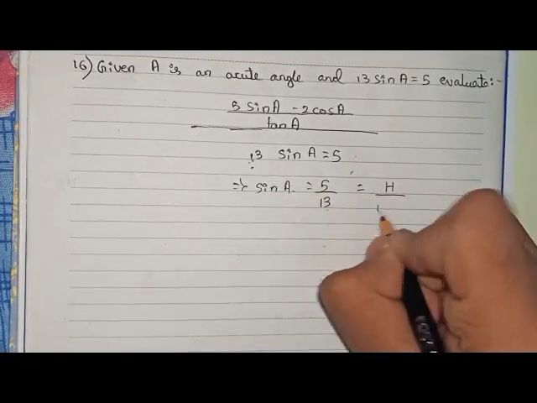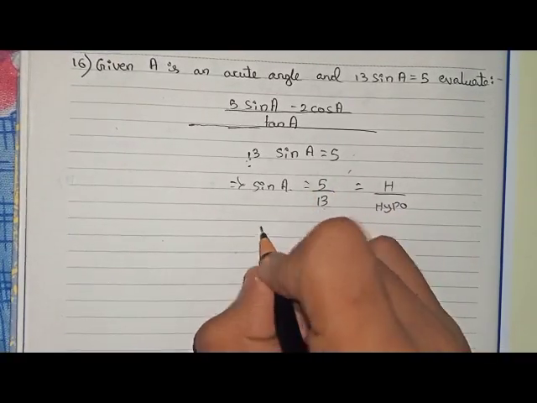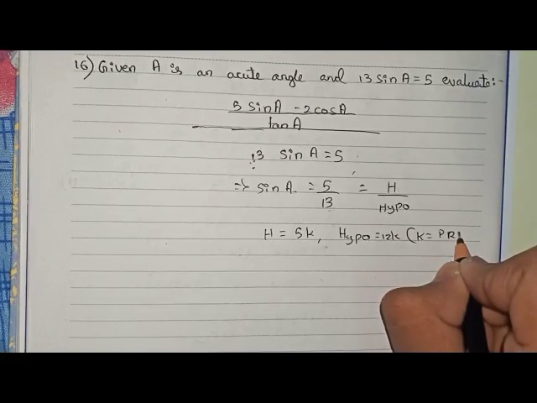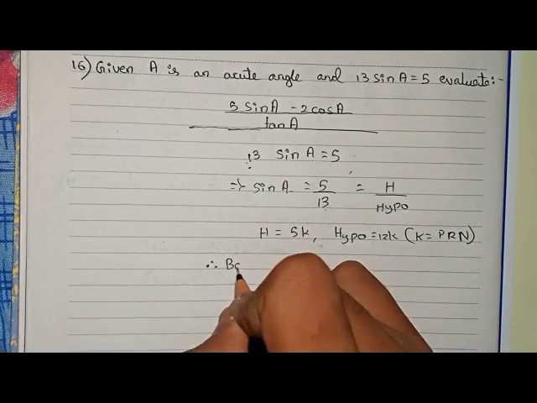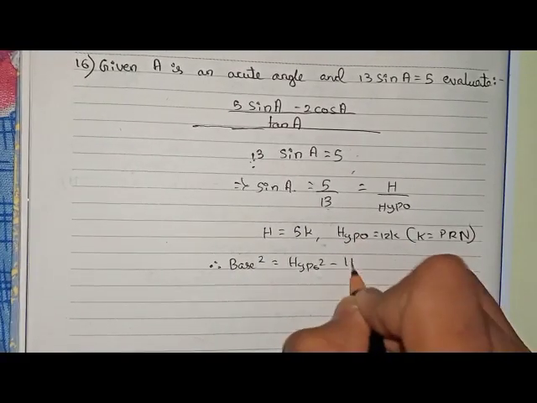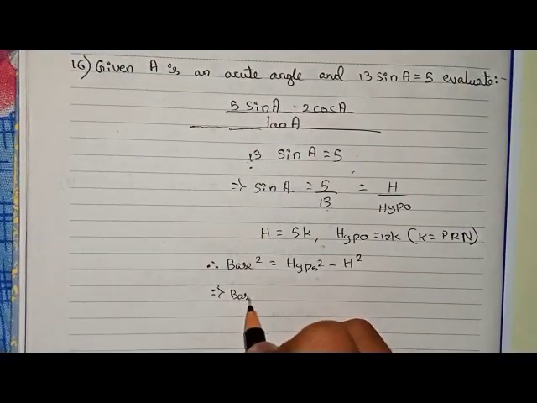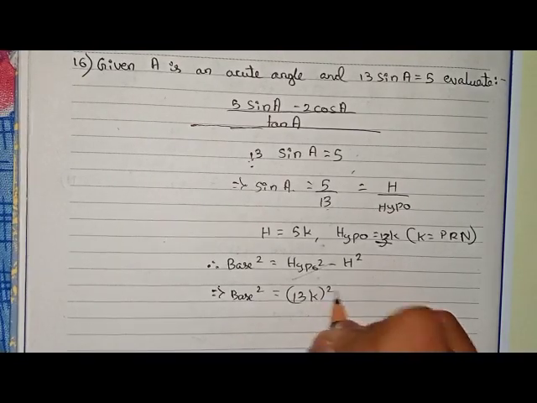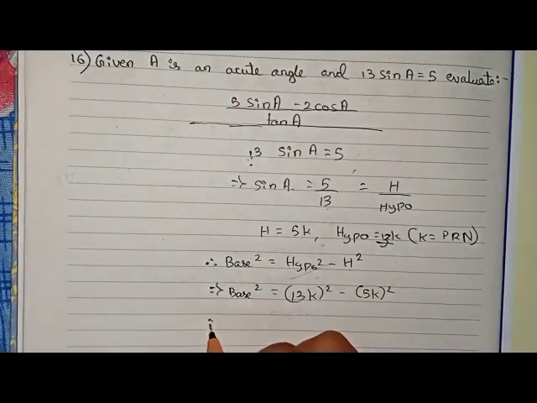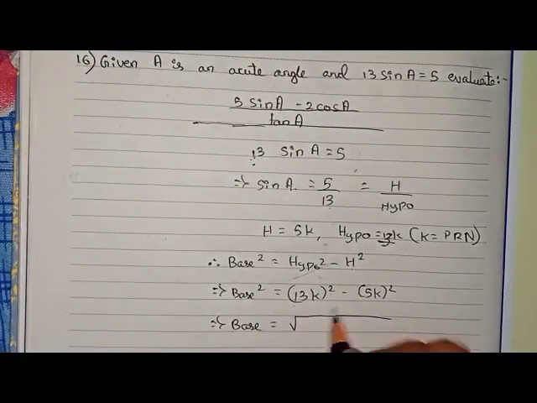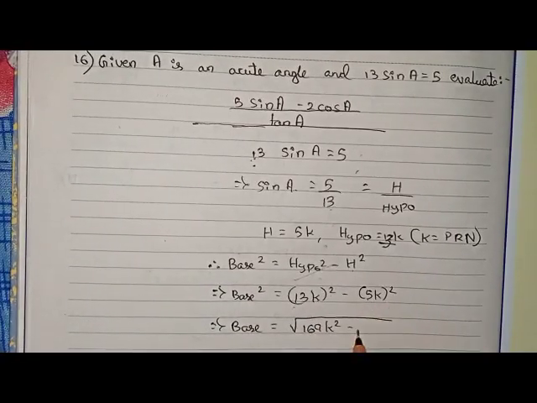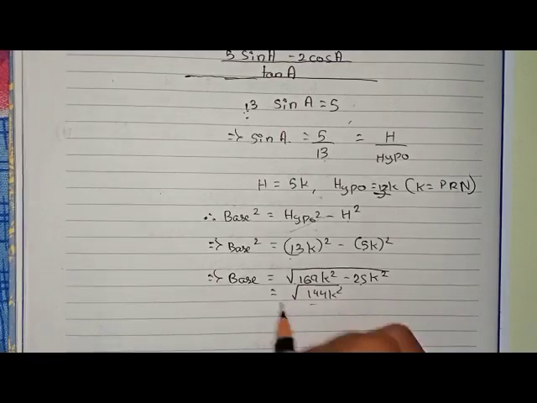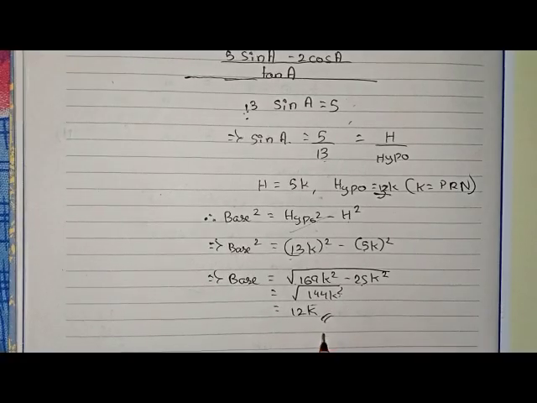So sin A means height by hypotenuse. We will find out the base from here. So height is equal to 5k, hypo is equal to 13k, k is a positive real number. Base square is equal to hypo square minus height square. Apply the direct formula. So 13k to the power 2 minus 5k to the power 2. So base is equal to root over 169 k square minus 25 k square, which is root over 144 k square. So 169 minus 25 is 144. The root over 144 is 12, and k. So this is the value of the base.